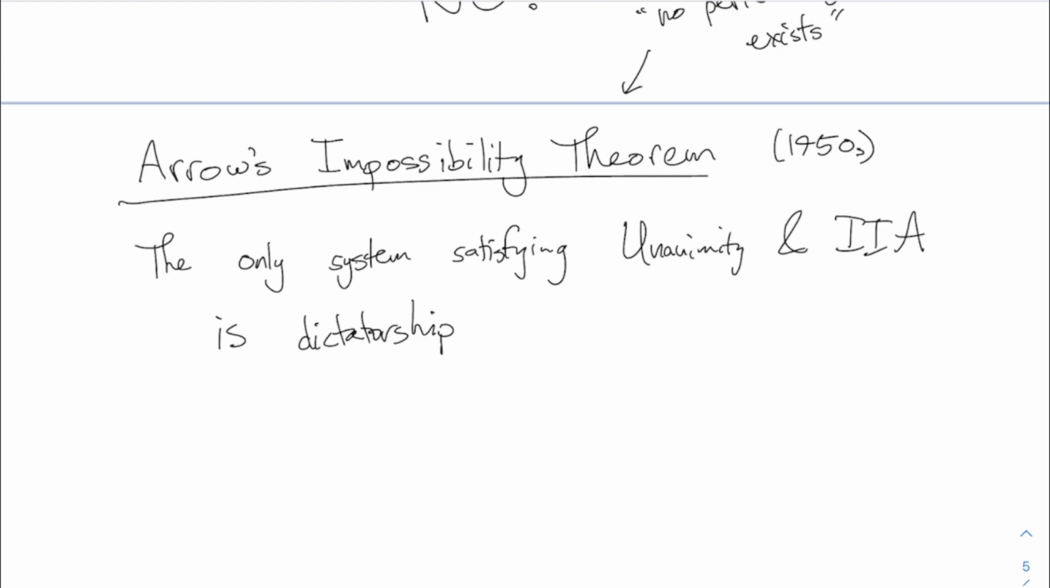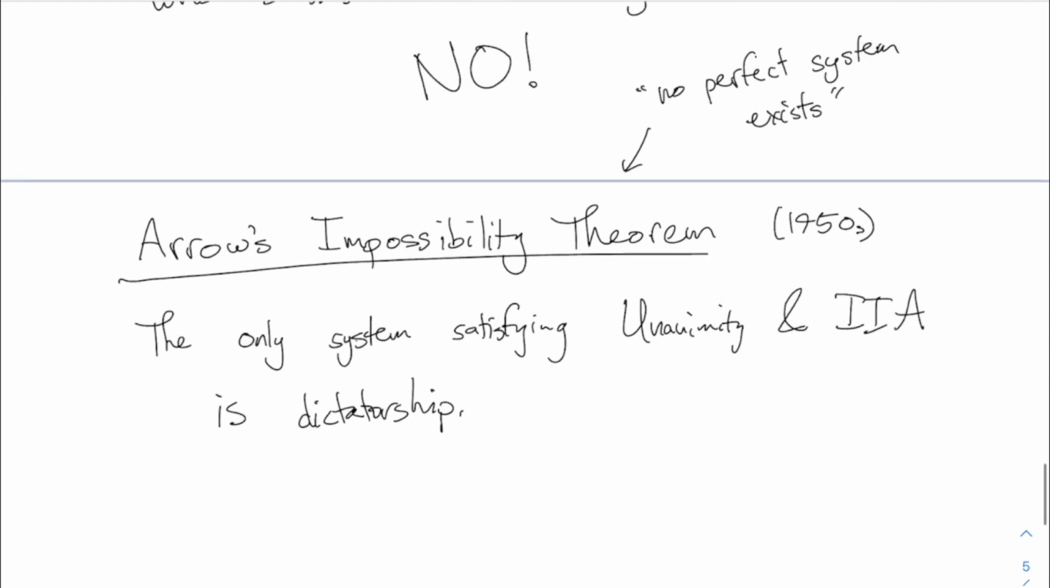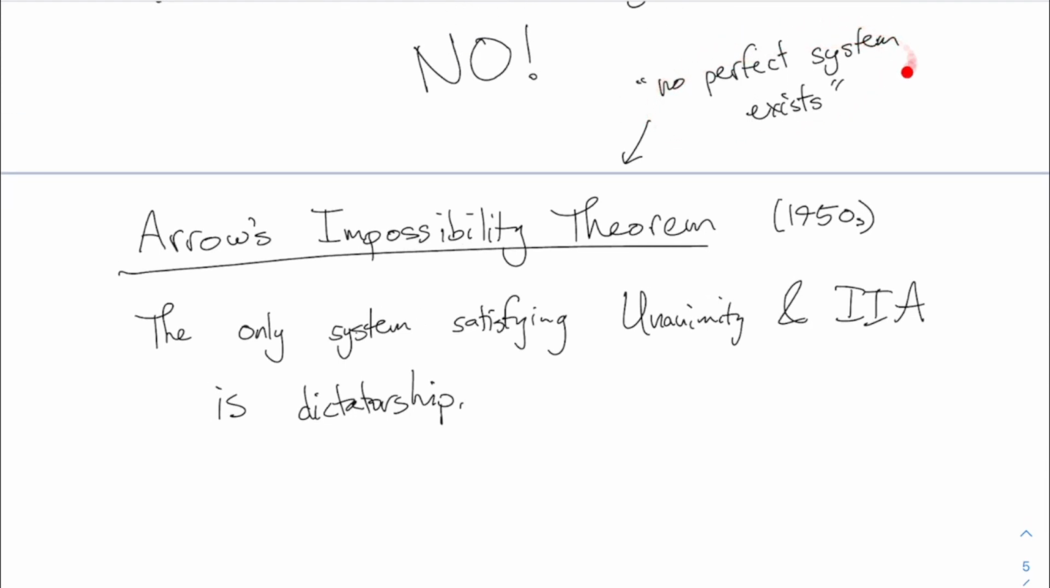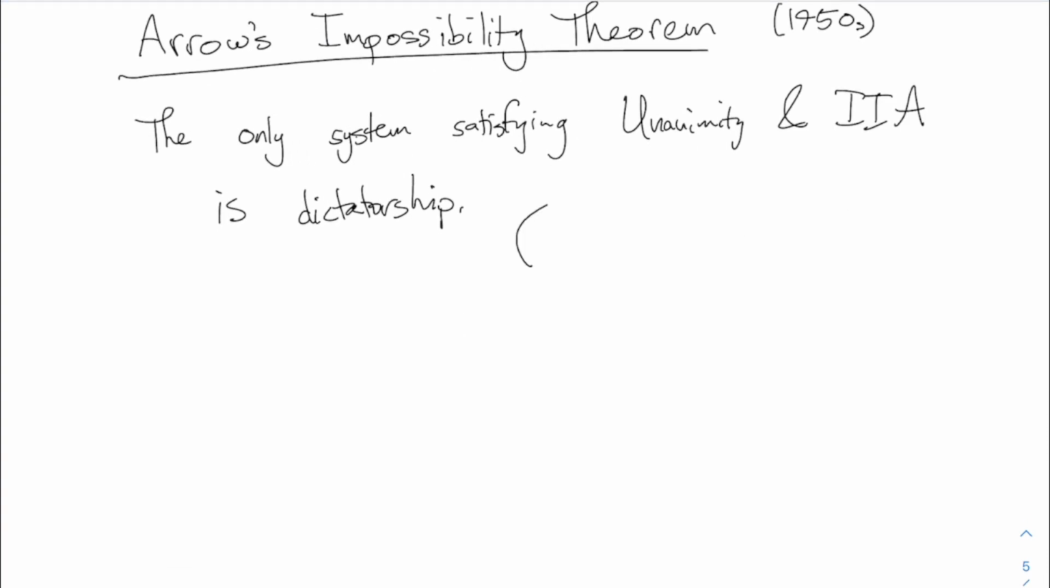So you could say that the short version of this theorem is just that no perfect voting system exists. Or if you want a spicier take, you could say that what this means is the only theoretically perfect voting system is the dictatorship, which is obviously not a good system to do in the real world. All right, this is Arrow's theorem. The only system satisfying unanimity and the IIA is dictatorship. And I will just say again, Condorcet method doesn't count because it often doesn't choose a winner.